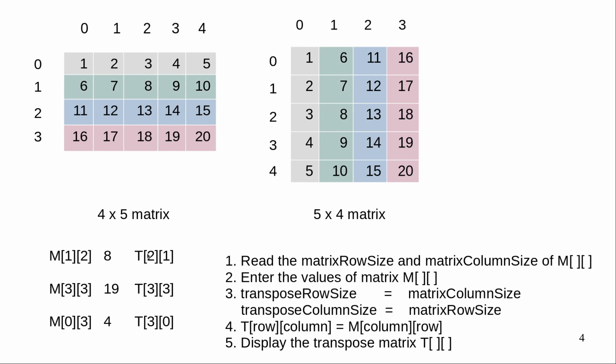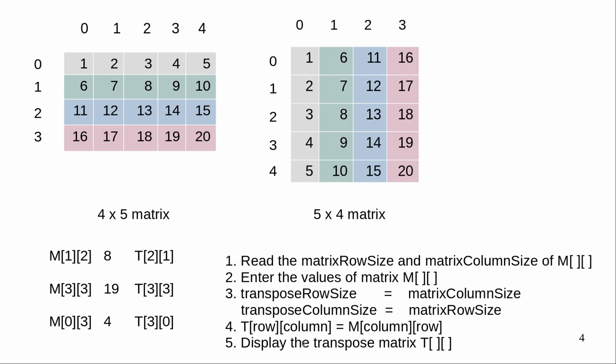So if you want to find the value in T21, what should we do? We should go and look at what is there in M12, and we can write it there. Or if it is T30, where should we look for the value that we have to write in T30? We have to look in M03. You look at M03 and you know what you have to write in T30.